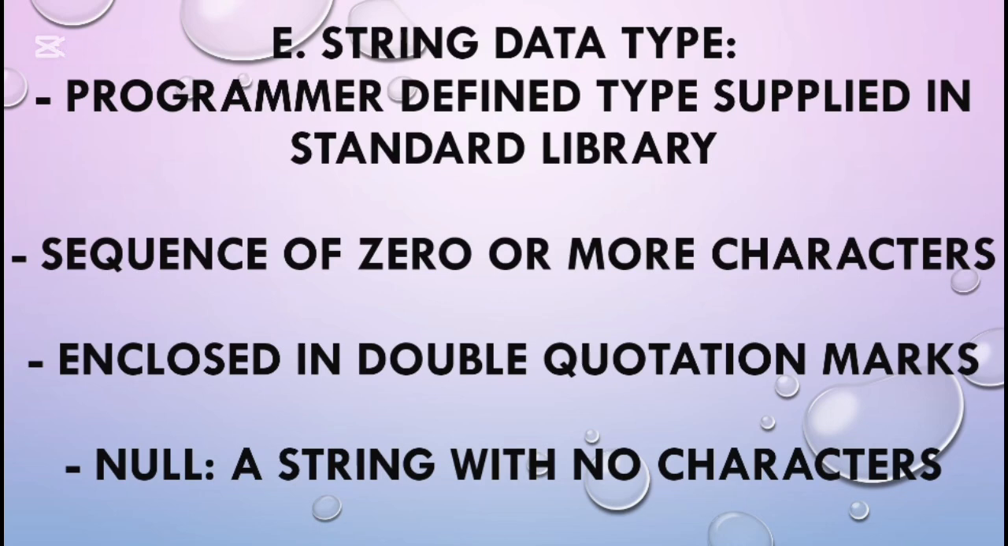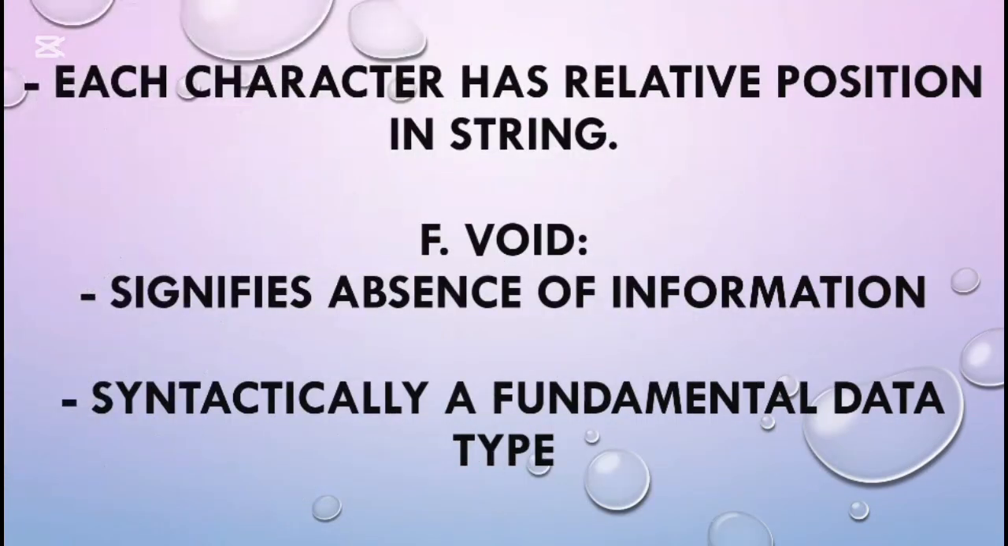A null string is a string with no characters, whereas a string is a programmer-defined type supplied in the standard library. It has a sequence of 0 or more characters. Each character has a relative position in the string. So each character in a string data type has a position.